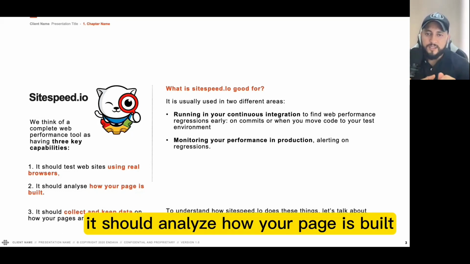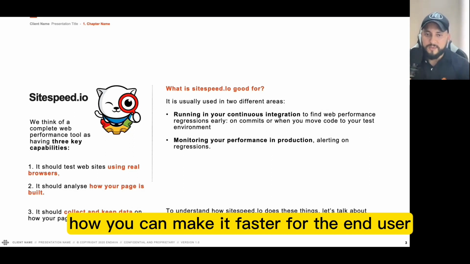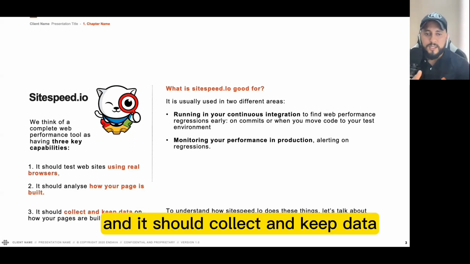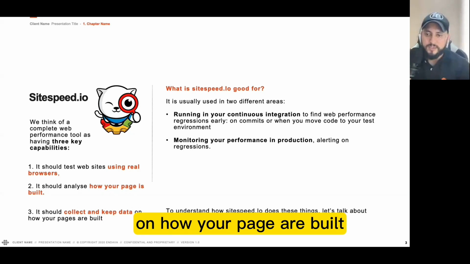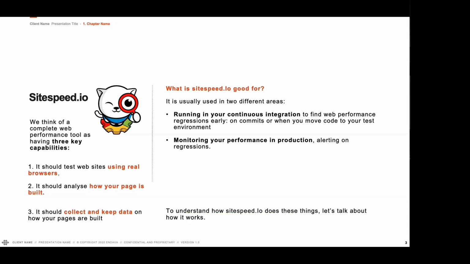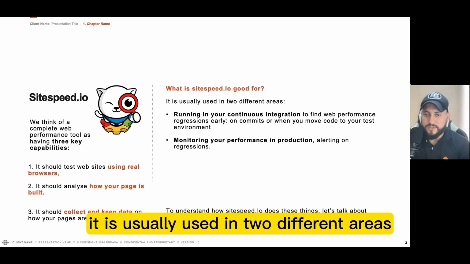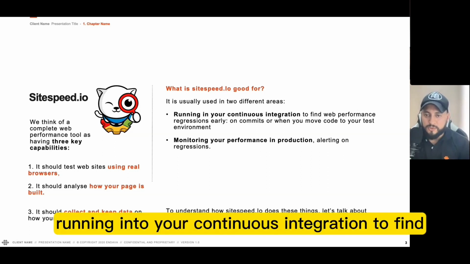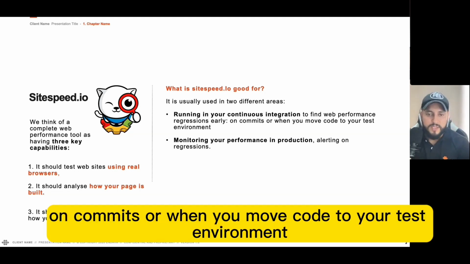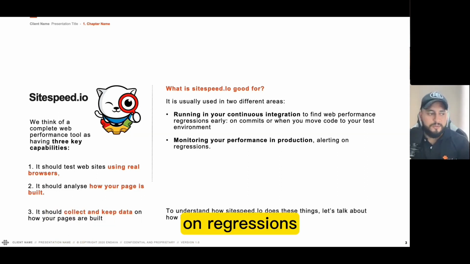It should analyze how your page is built and give you feedback on how you can make it faster for the end user. And it should collect and keep data on how your pages are built so you can easily track the changes. Regarding that, what is SciSpeed.io good for? It is usually used in two different areas. Running in your continuous integration to find web performance regression early, on commits or when you move code to your test environment, and for monitoring your performance in production, alerting on regressions.